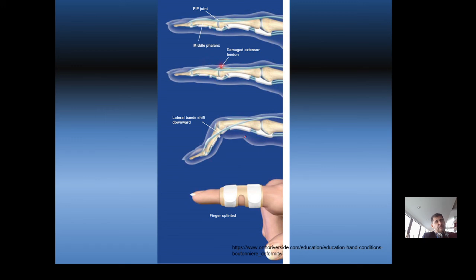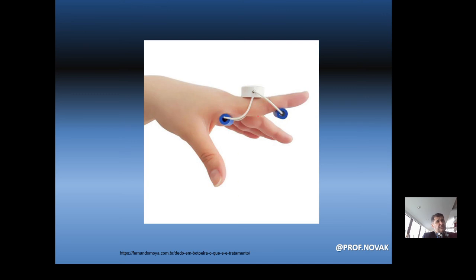Closed deformity requires splinting for 4 to 6 weeks at the PIP joint in extension, with the PIP here, as you can see, and wrist joints left free, and also the DIP joint can be left free. You can also use this kind of splint that's very effective for this kind of injury.